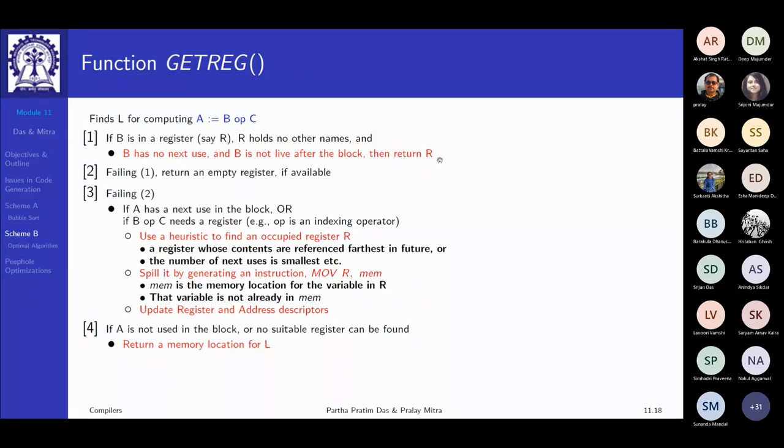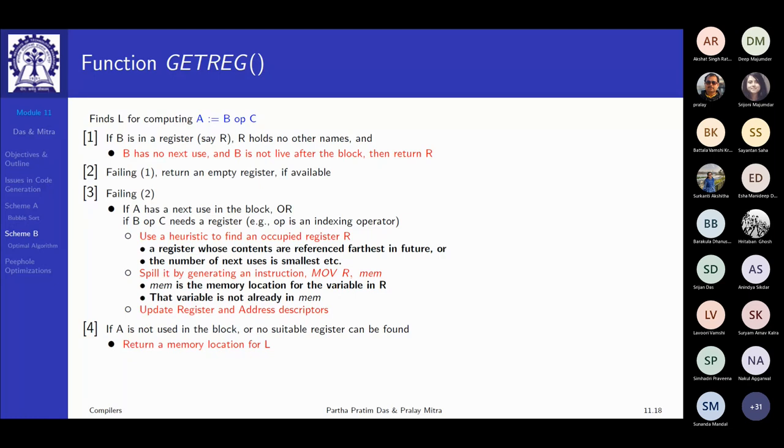Now, if that condition is not satisfied, which in most cases it will not be, then failing that, return an empty register. So if we have an empty register, you return that. And if we return an empty register, naturally we'll have to load it with the value of B after you go back from the getReg function.